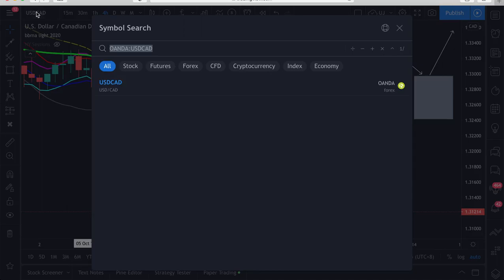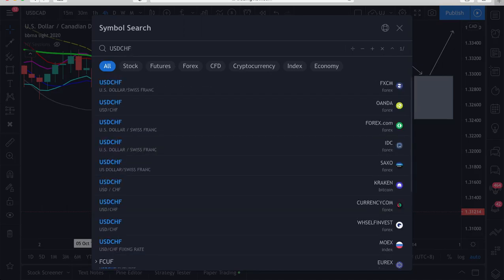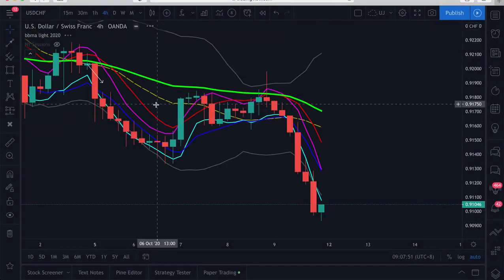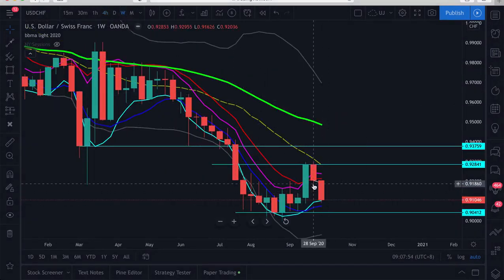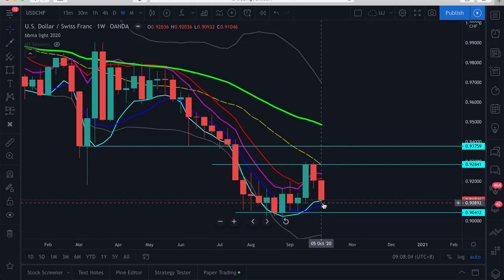Okay, next pair will be USDCHF. USDCHF moved very nicely last week according to our trading plan. As you can see here, this was our plan last week. I put a small arrow there. Last week we were selling, it went down here, and this week we're going to look for a buy. So this will be our re-entry buy.